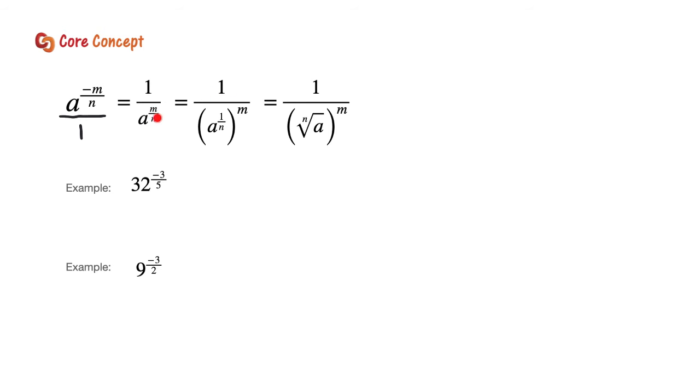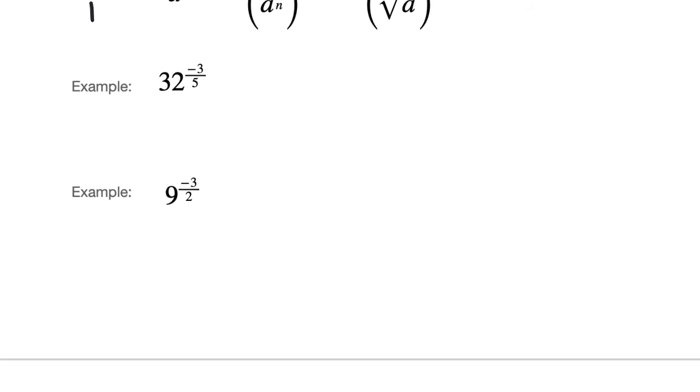After that, this denominator, we just simplify like we previously did. We separate out that m, we just factor it out. Then we can change this 1 over n to an nth root of a. So let's watch this in practice on our first example here.